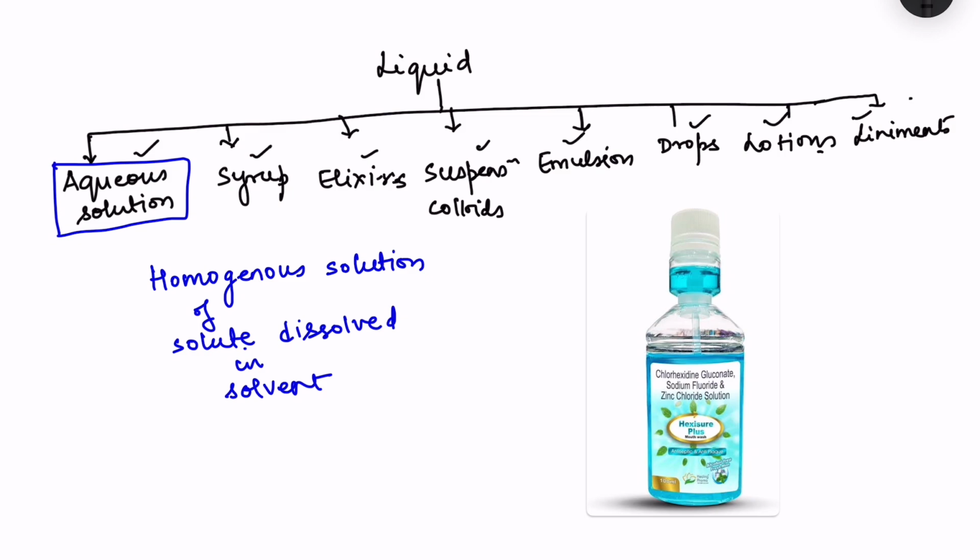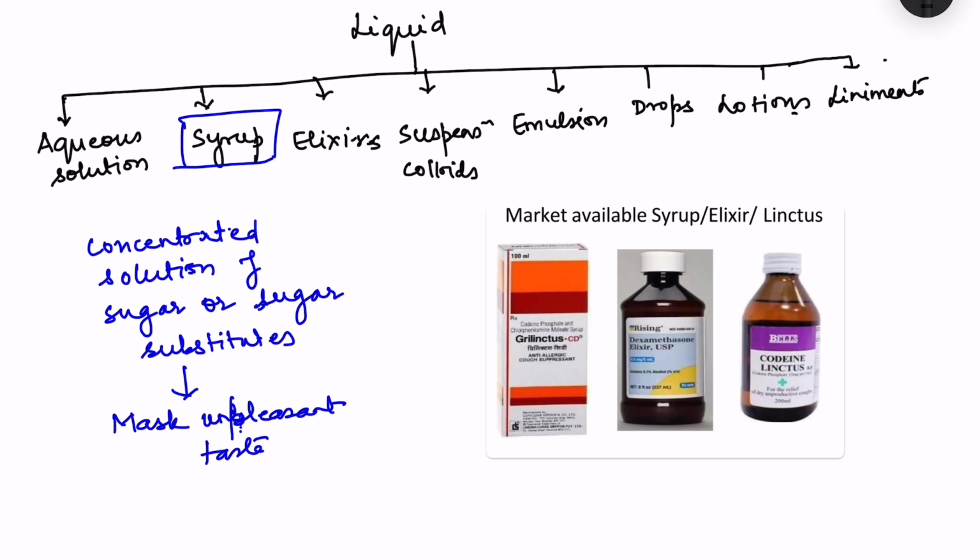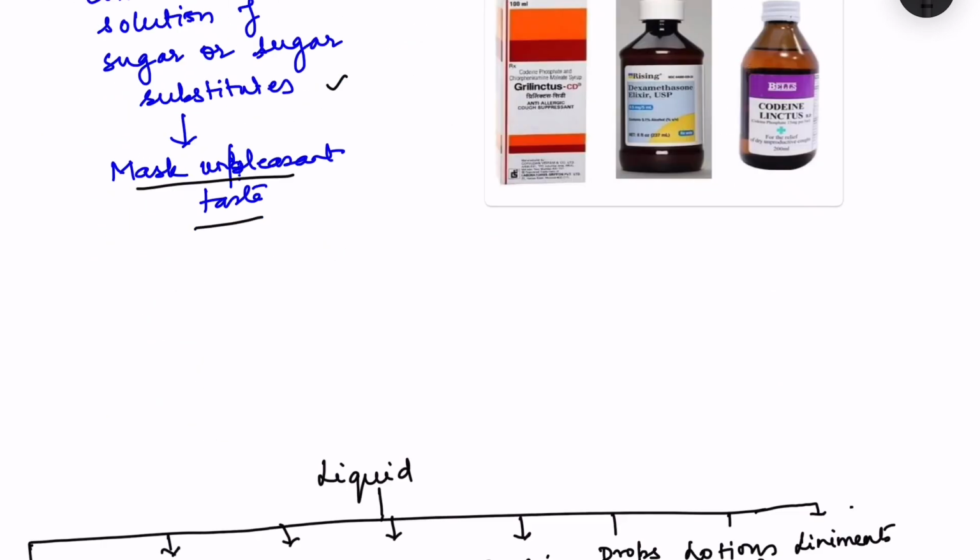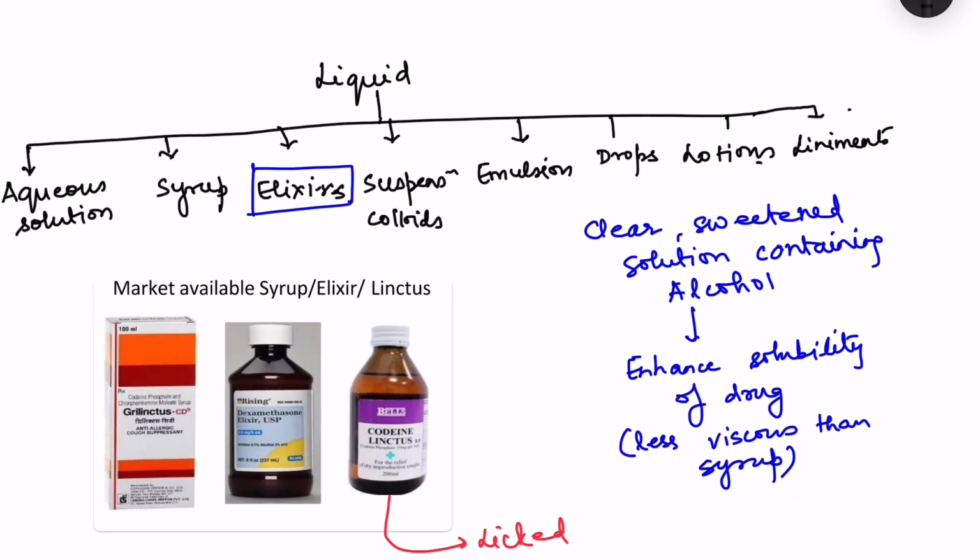So first is aqueous solution, which is a homogeneous solution of solute dissolved in solvent. For example, mouth gargles have this aqueous solution. Next is syrup. Syrup is where the drug is dissolved in a concentrated solution of sugar or sugar substitutes. It is mainly used to mask unpleasant taste. Then we have elixirs. Elixirs means a drug is dissolved in an alcoholic solution. So drugs which dissolve better in alcohol are given in the form of elixirs. Also, this alcohol acts as a preservative.